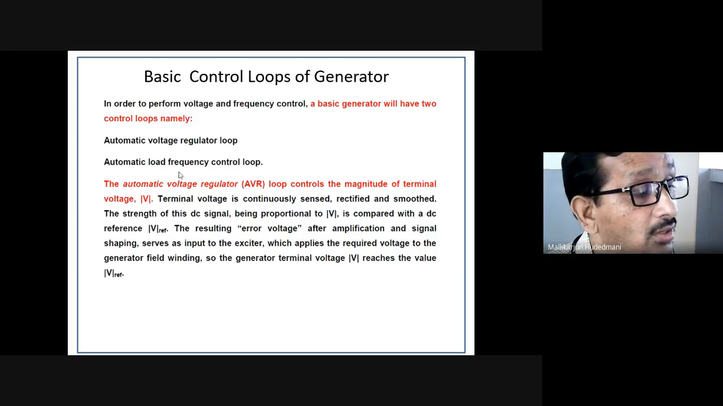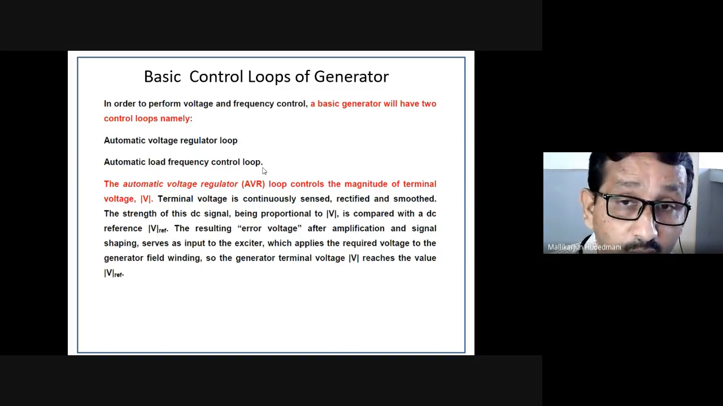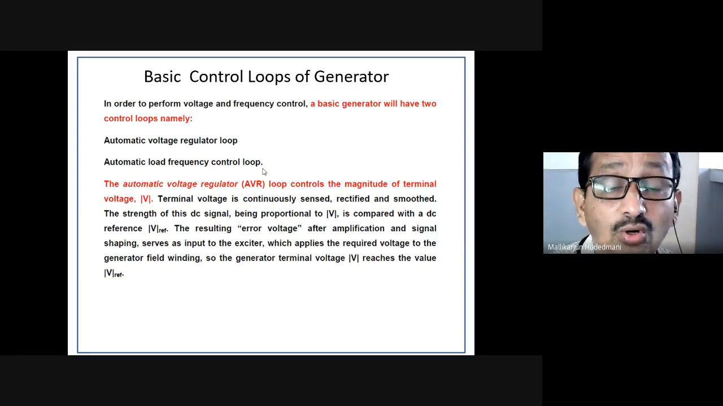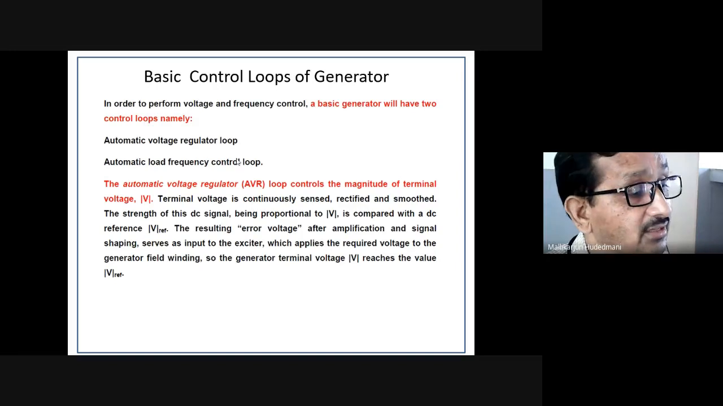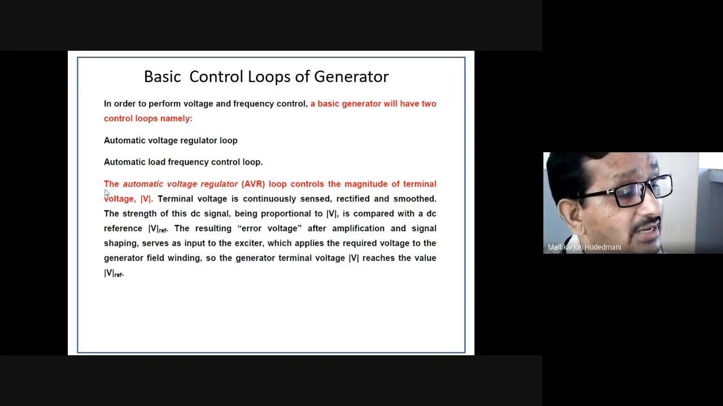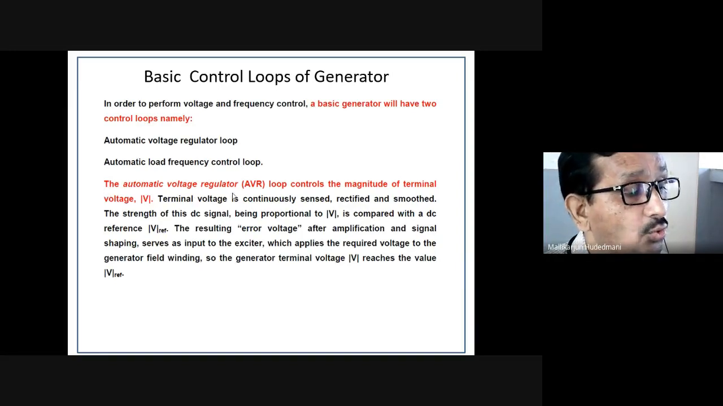So overall, the voltage control loop looks for voltage betterment and management, and automatic load frequency control looks for the control of frequency as and when there is a change in load on the system. Then the first one, how will we visualize it? The automatic voltage regulator loop controls the magnitude of the terminal voltage.